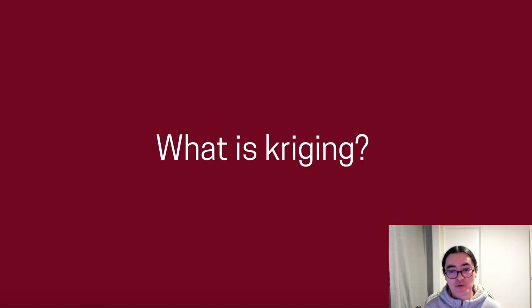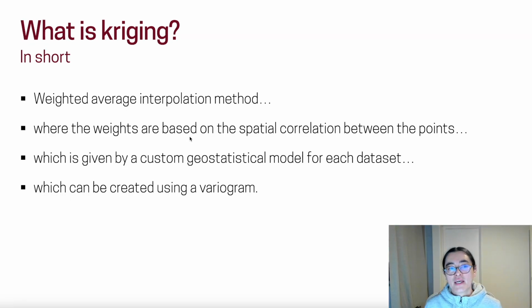So let's discuss what is kriging. Kriging, in short, is a weighted average interpolation method, similar to many others that you have seen throughout this course. However, the weights here are based on the spatial correlation between the points. How do you compute this spatial correlation? You create a custom geostatistical model for each dataset, and in order to do so, you use a tool that's called a variogram. We will go through each of these steps, so don't worry if you don't understand everything yet.